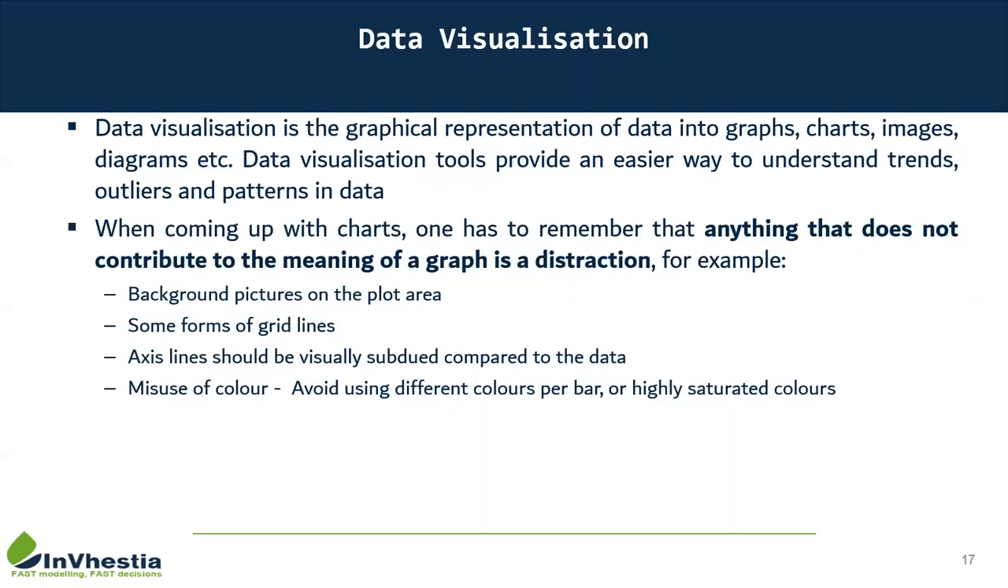So we need to avoid things like background pictures on the plot area. Some form of grid lines are very distracting, so you need to make them a bit faint. Axis lines should be visually subdued compared to the data, so you don't want your axis lines competing with your data points. So you need to make them a bit faded. Then you need to avoid misuse of color. You don't need to have bars that have different colors and very saturated colors.